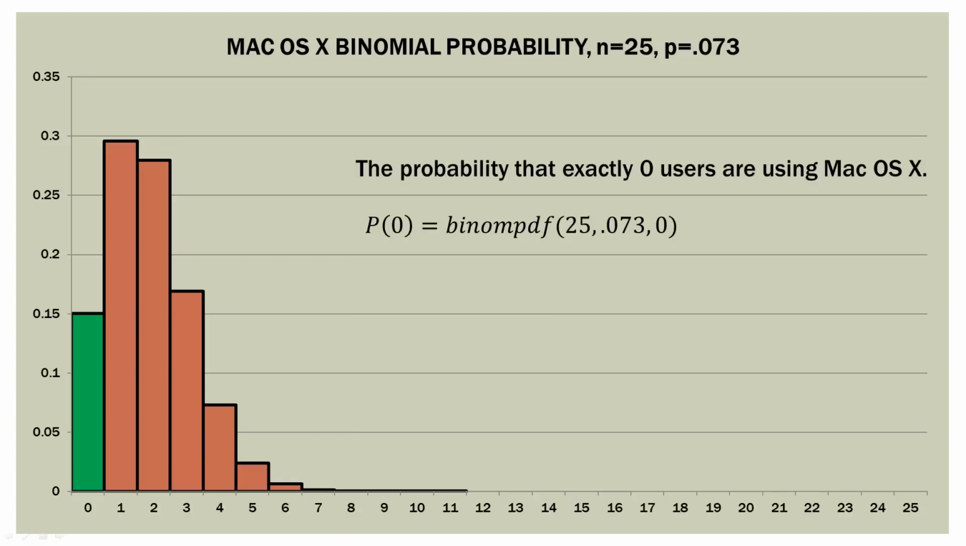Now, what do we expect it to be? What should it be close to? Well, it should be close to 0.15. And it is. It's exactly 0.15. So the height and the probability, of course, are the same. So that's a probability of 0 users. And again, in the real world, if we pick 25 people and we ask them what operating system they're using, there's a 15% chance that none of them will be using OS X.